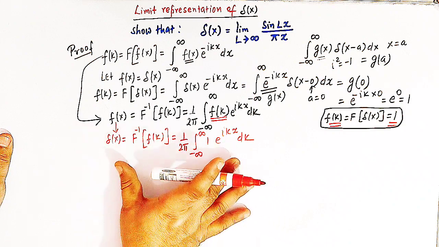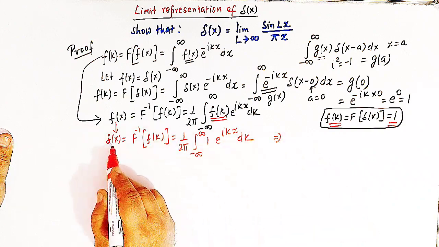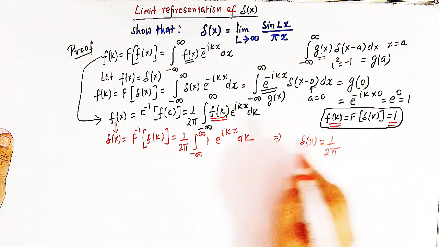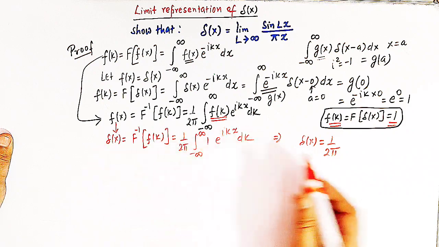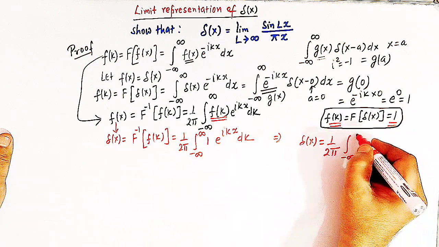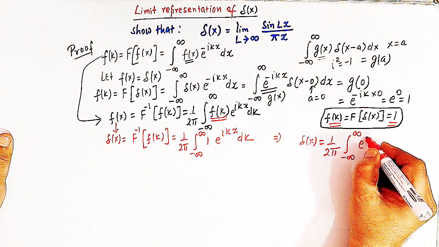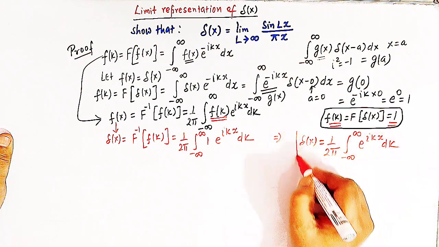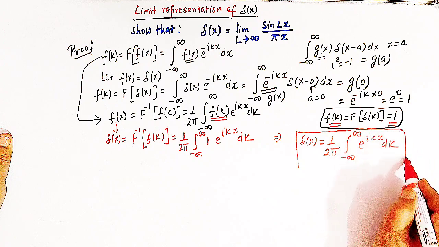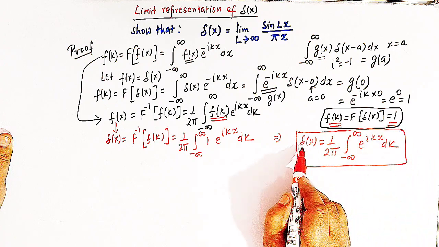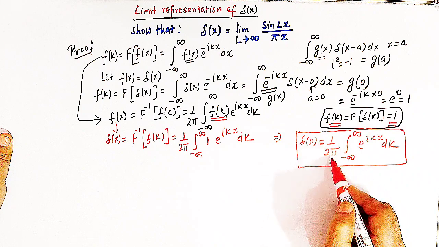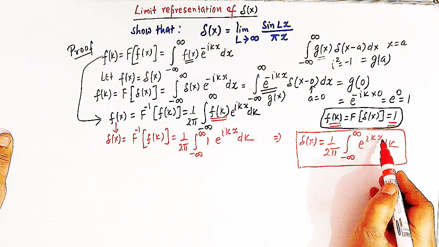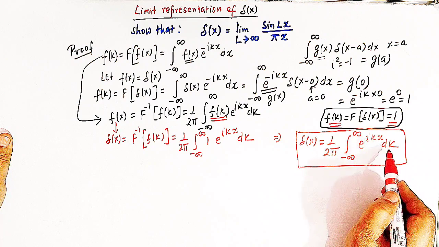So now this expression can also be written as the delta function: delta(x) is equal to 1 over 2 pi, the integral from minus infinity to infinity of e raised to i k x dk, right? So this is also a very important representation of the Dirac delta function, right? So delta(x) is equal to 1 over 2 pi, the integral from minus infinity to infinity of e raised to i k x dk, right?